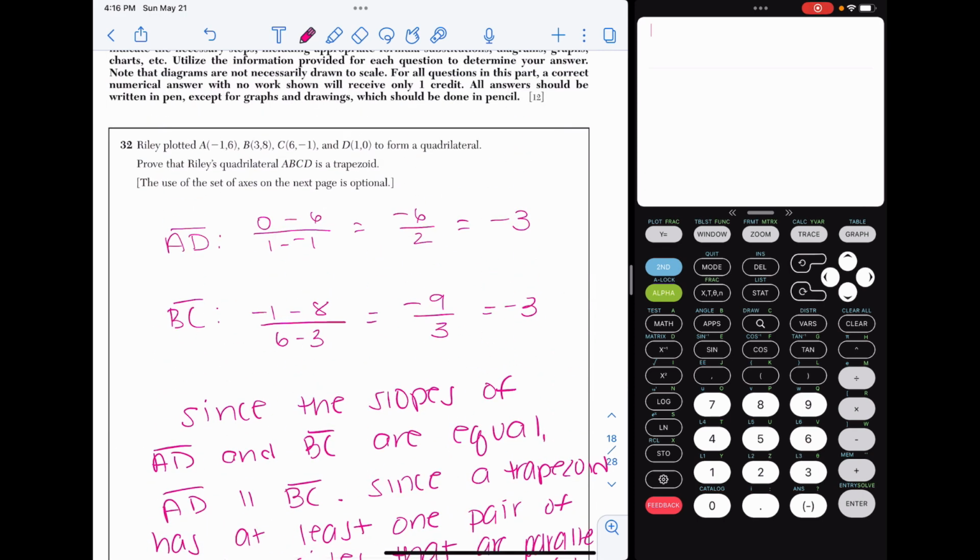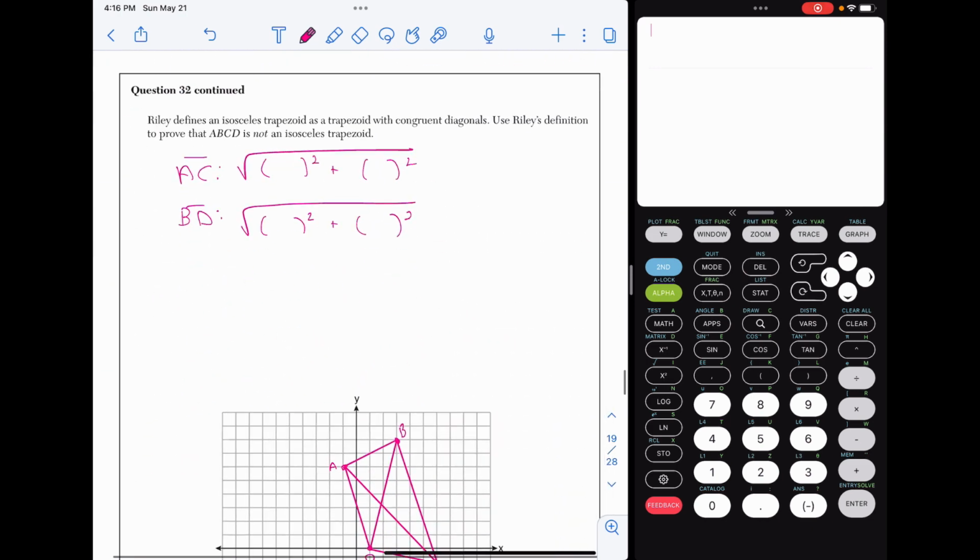If I subtract the x's, so I'm looking at A and C, when I subtract the x's, I get 7. When I subtract the y's, I also get 7. Doesn't matter what order you subtract them in. So if you got -7, that's fine. We'll get the same answer in the end. That's going to give me radical 98.